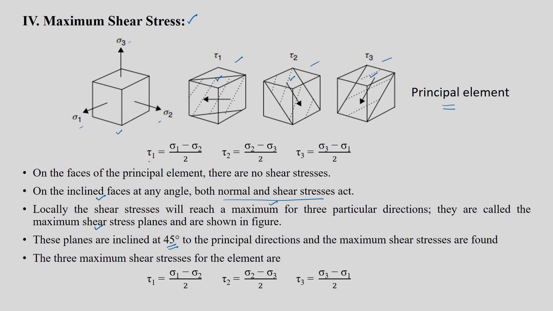How tau 1 is written depends on which stresses the plane is going to cut. This plane cuts sigma 1 and sigma 2. So you can write tau 1 is equal to (sigma 1 minus sigma 2) by 2, and tau 2 cuts sigma 2 and sigma 3, so you can write (sigma 2 minus sigma 3) by 2, and tau 3 cuts sigma 1 and sigma 3, so you can write (sigma 3 minus sigma 1) by 2. So out of these shear stresses, tau 1, tau 2, tau 3 are the maximum shear stresses, and three such values are found in this way.